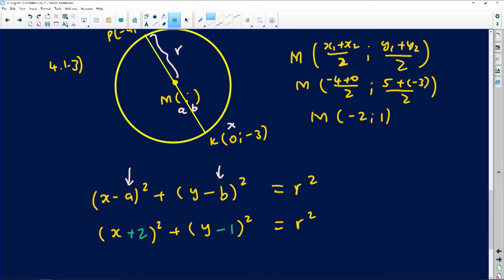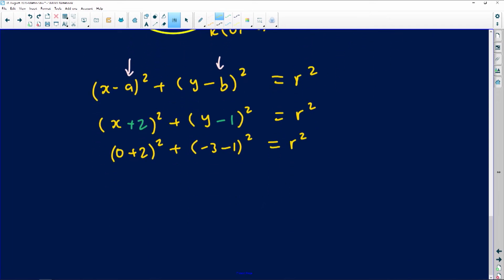So I'm going to sub everywhere where I see x, I'll put 0, and everywhere where I see y, I'm going to put a value of -3. So I'm going to have 0 added with 2 squared plus -3 minus 1 squared is equal to r squared, right? So you simplify all this, that's going to be 4 here, and that's 4 squared, which is 16, is r squared. So we end up with 20 as our r squared.